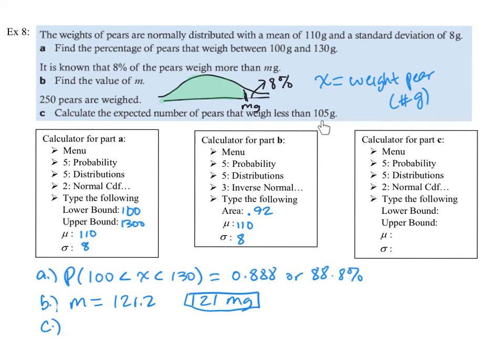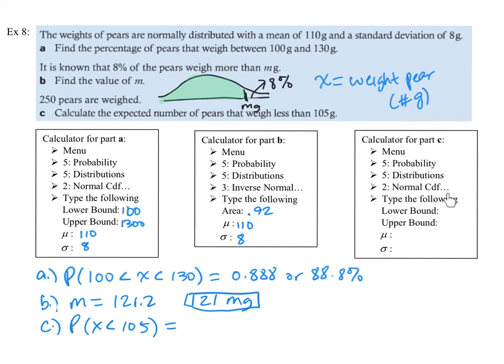All right. And then letter C says 250 pears are weighed, so calculate the expected number of pears that weigh less than 105 grams. The first thing we need to do is find the probability that a pear weighs less than 105 grams. To do that, you'll hit the menu key, 5 for probability, 5 for distributions, 2 for a normal distribution.